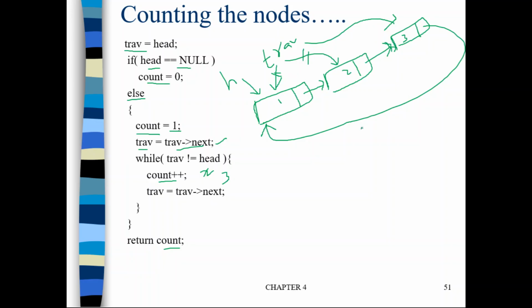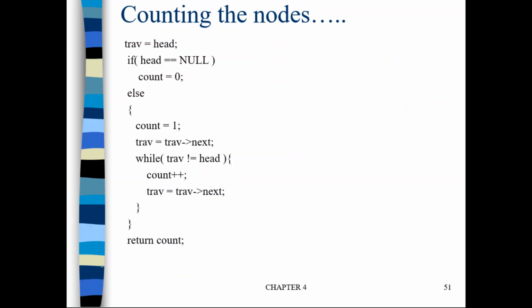What is traverse arrow next? Now the first node. Third node's next is first. So now traverse is pointing to the first node again, that is where our head points. Now we go back and check while traverse not equal to head, but traverse is equal to head. So it will come out and return count. Now what is count? 3, right? So this will work for all the cases. So this is how we count the nodes.